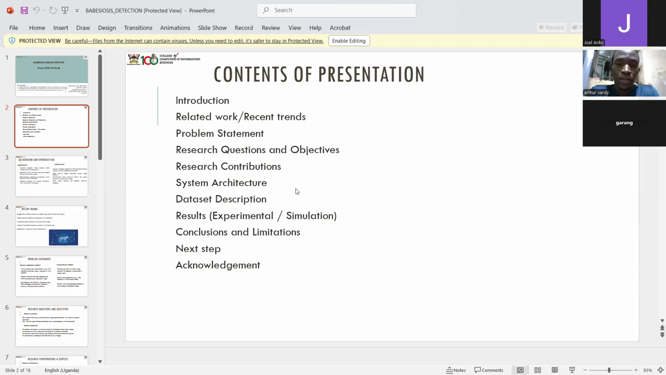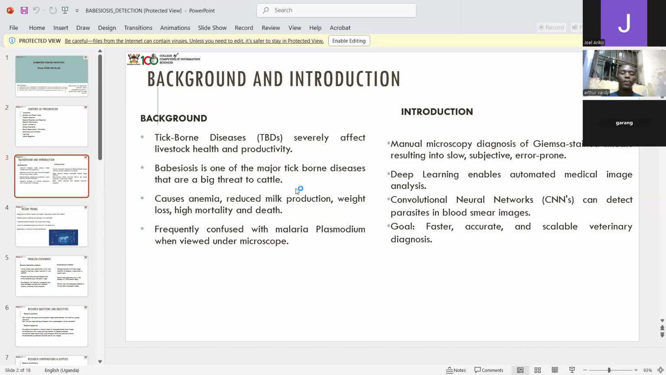So here is the content of the presentation that we are going to make. First of all, we shall have an introduction, the related work, problem statement, research questions and objectives, research contribution, system architecture, and the description of our data set. Then the results, experimental and simulation, conclusions, and then limitations. Then next steps, and then acknowledgement.